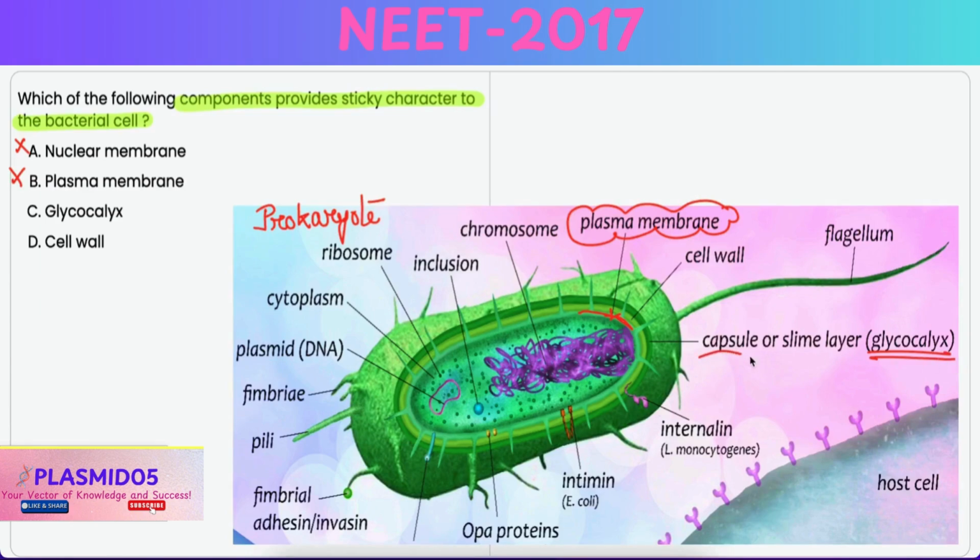Option C, glycocalyx. Now, the glycocalyx is a gelatinous, sticky layer which is composed of polysaccharides and or polypeptides that surrounds the cell wall of many bacteria, and it allows the bacteria to adhere to surfaces and also protects them from desiccation and immune system attacks. Hence, this is the correct option. Option D, cell wall. It is also incorrect because the cell wall provides structural support and shape to the bacteria, but it does not impart any sticky characteristic.